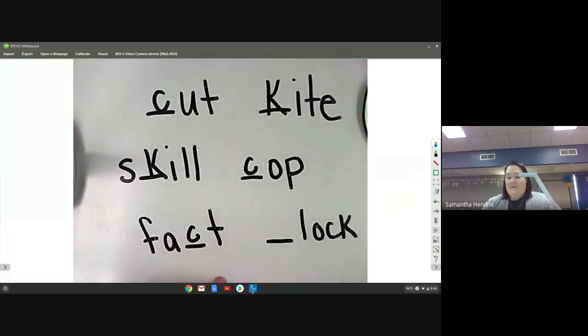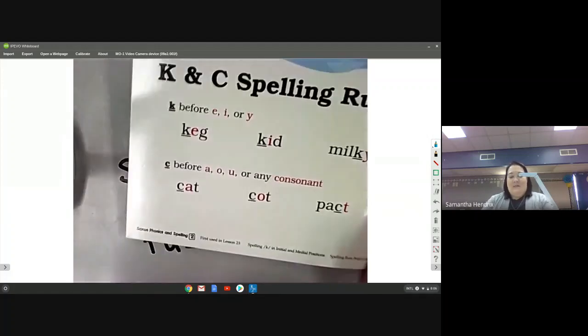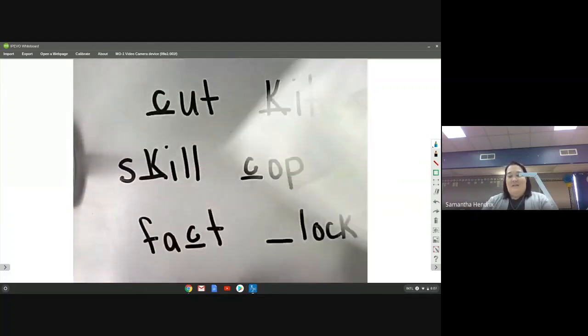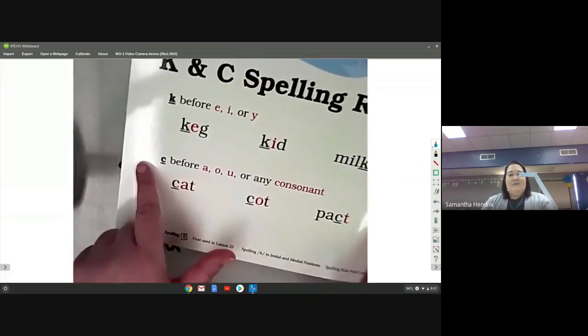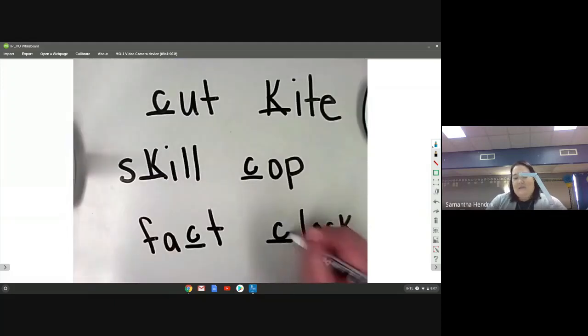Fact. Okay. Here's another one. Clock. L is a consonant, so we're going to use a C. Clock. Okay. Good job.